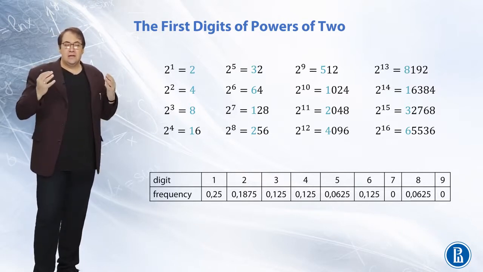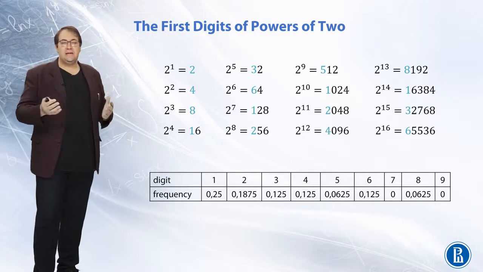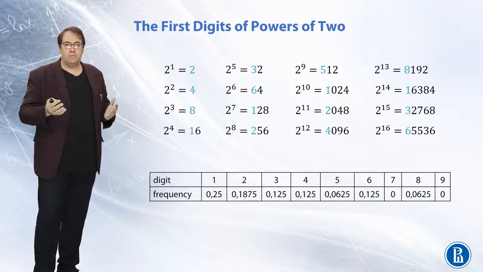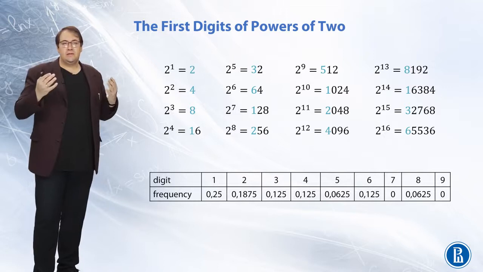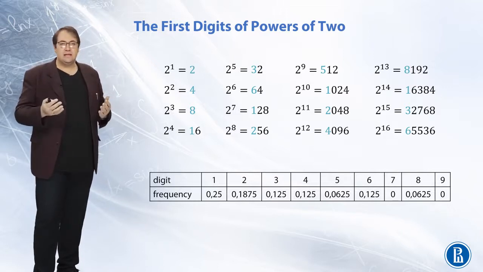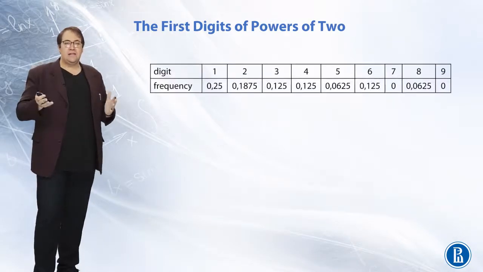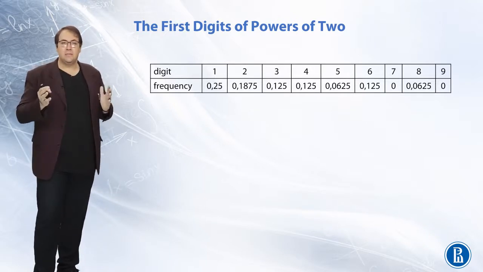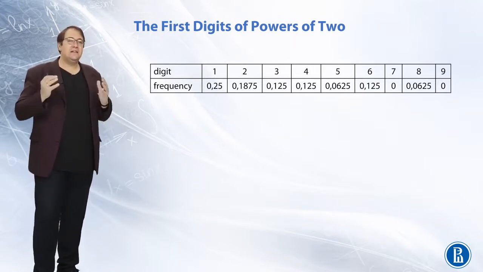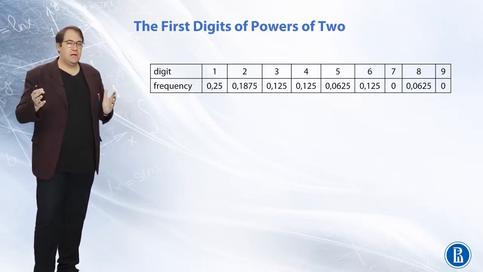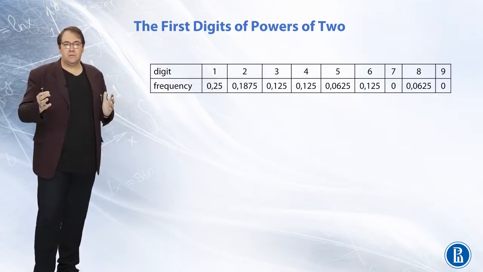Well, the question is, what if we take not 16, but many more powers of 2? What if we try to calculate these frequencies up to infinity? This is the table of the frequencies among the first 16 powers, and we need a definition of a frequency among all natural powers of 2, among all positive integer powers of 2.